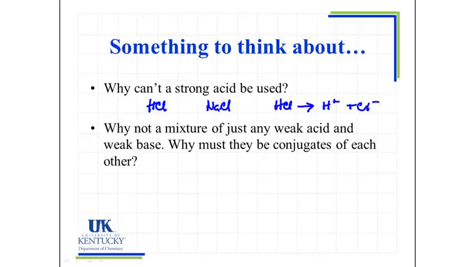and make a buffer out of that. You might think, well, you'd have some of both present, but they would just end up reacting with each other. So if we took a weak acid and ammonia and put them in the flask, they end up reacting with each other. They have to be conjugates because conjugates of each other don't react with each other. They sit on opposite sides of the equation from each other.